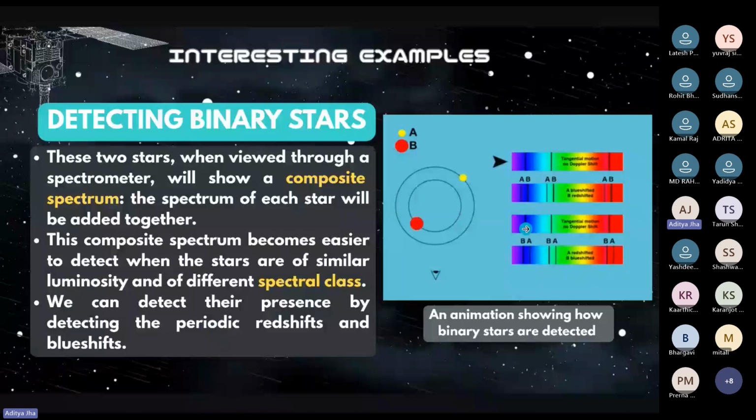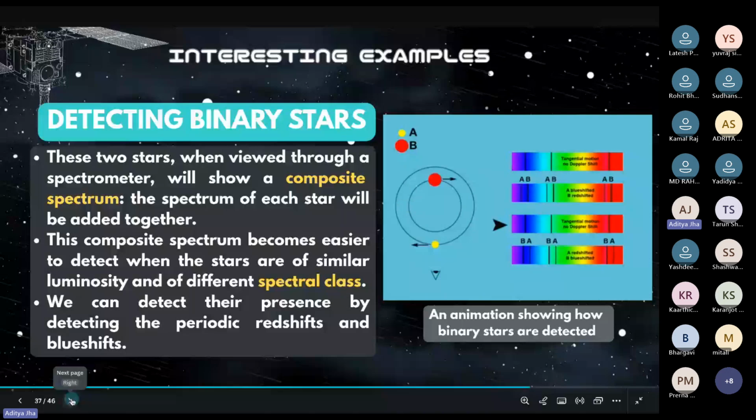So you can see here, let it go to the first one. When it starts, they're moving tangentially to each other, so you observe no Doppler shift. Then one of them is moving towards us and one is moving away from us, so you can see that one of the spectrums is blue shifted and one of them is red shifted. Then again, you will see no Doppler shift because they will be moving tangentially. And then the opposite will happen. The one which was blue shifted is red shifted now, and vice versa. If we observe this kind of pattern, we can basically say that we have detected a binary star.